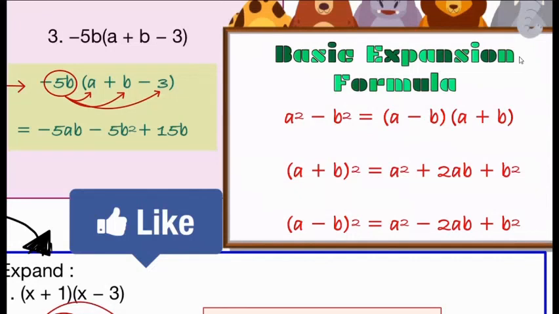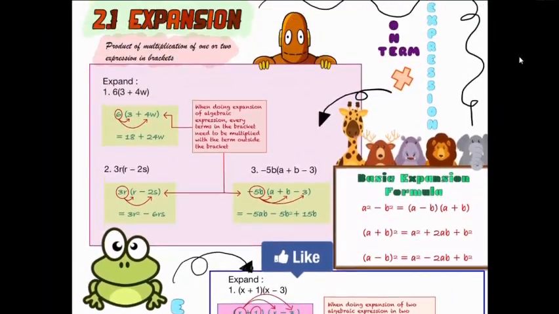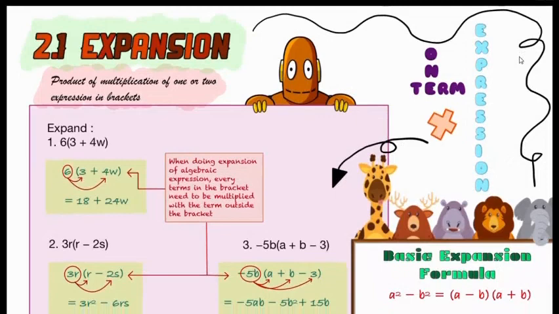Okay, then if you have a plus b squared, you will get a squared plus 2ab plus b squared. If you have a minus b squared, you get a squared minus 2ab plus b squared. Okay, so that's it for this lesson. So I will continue in the second subtopic, which is factorization.